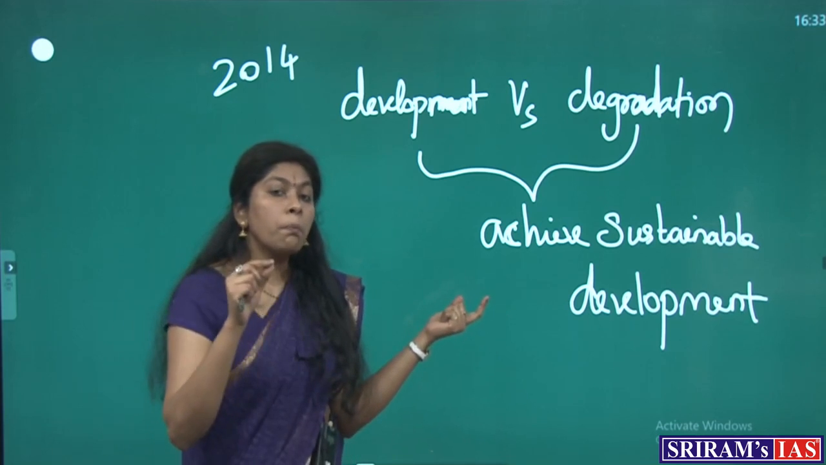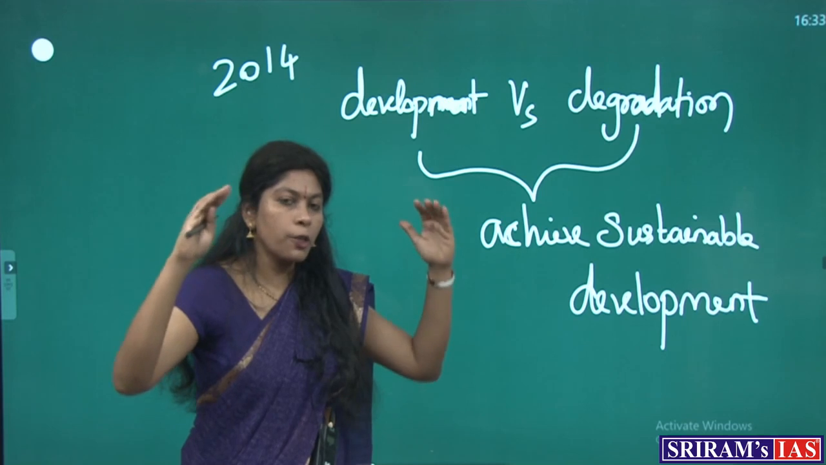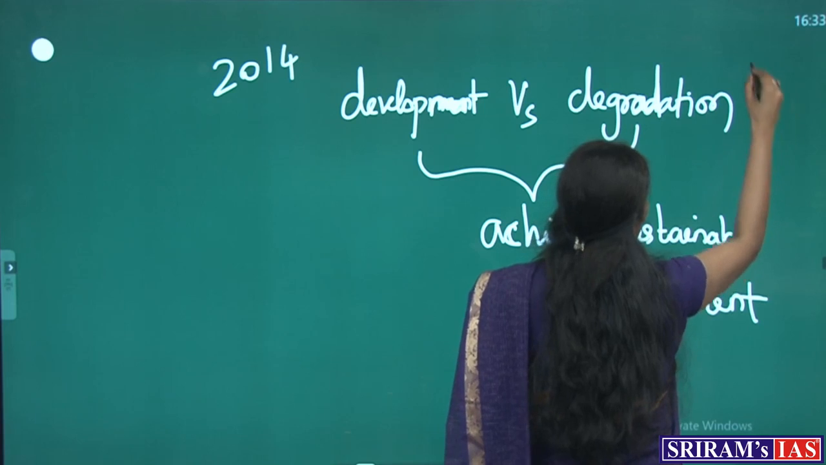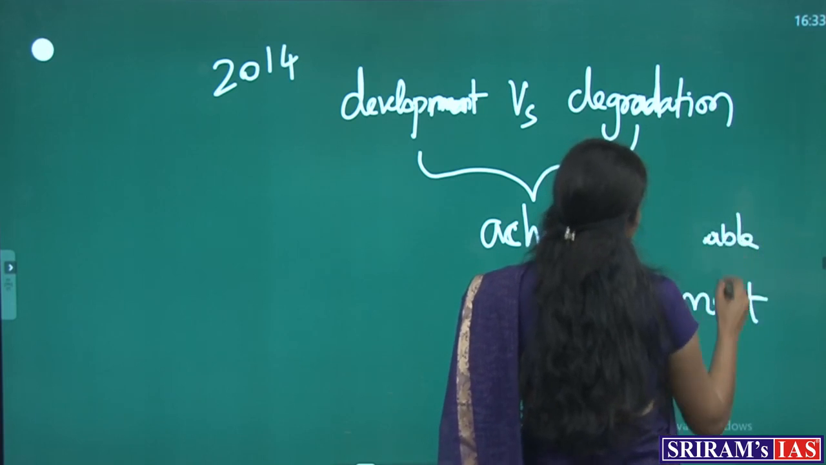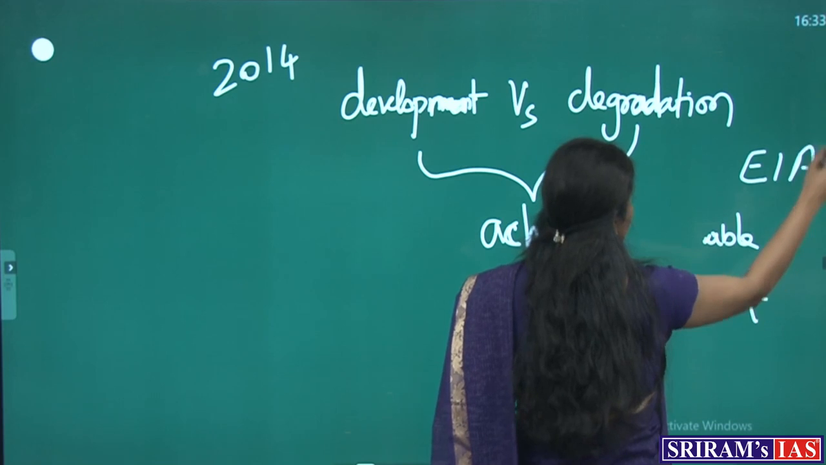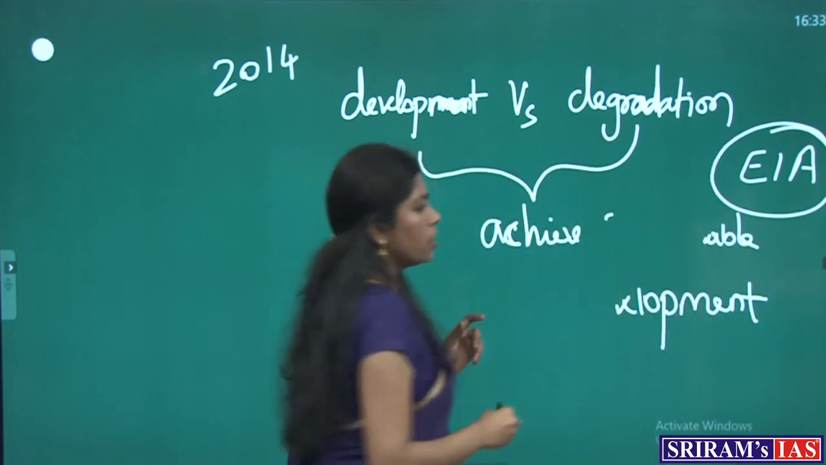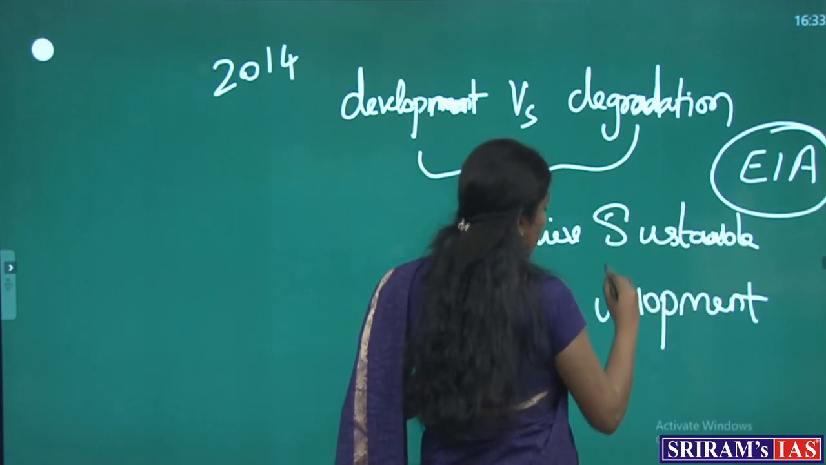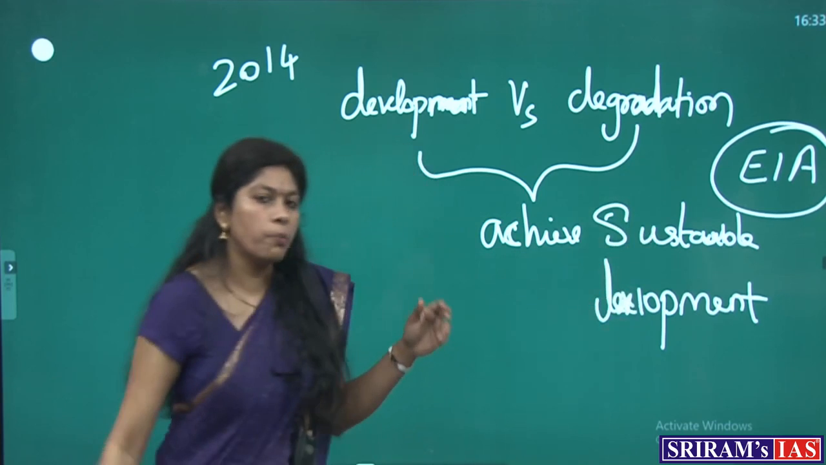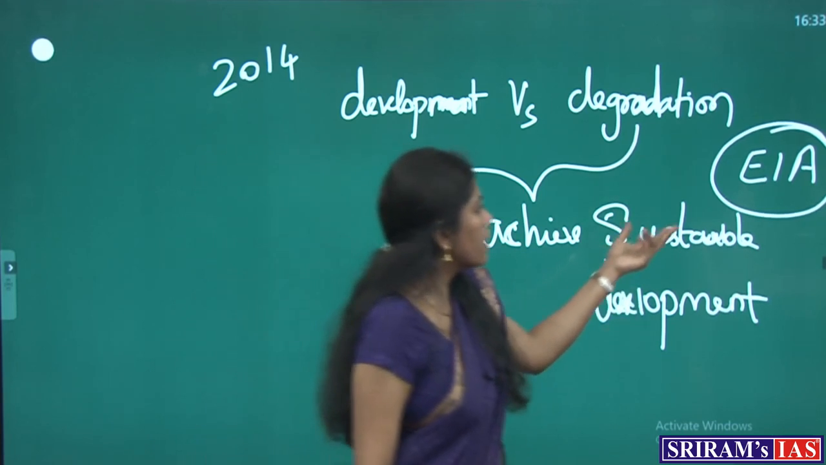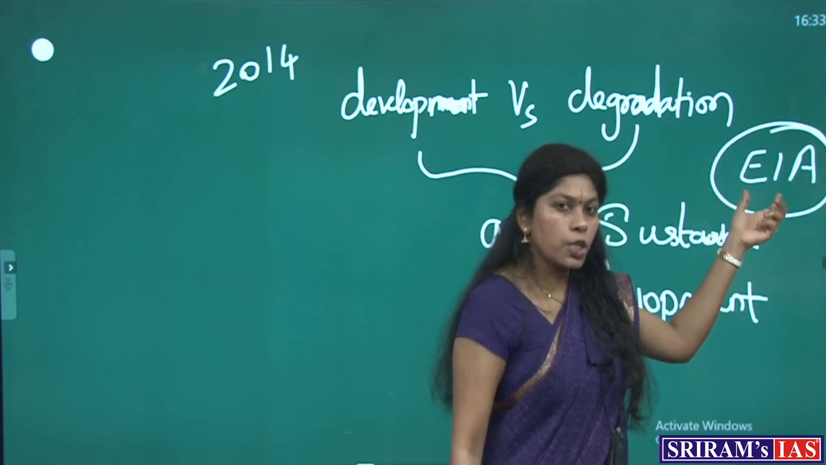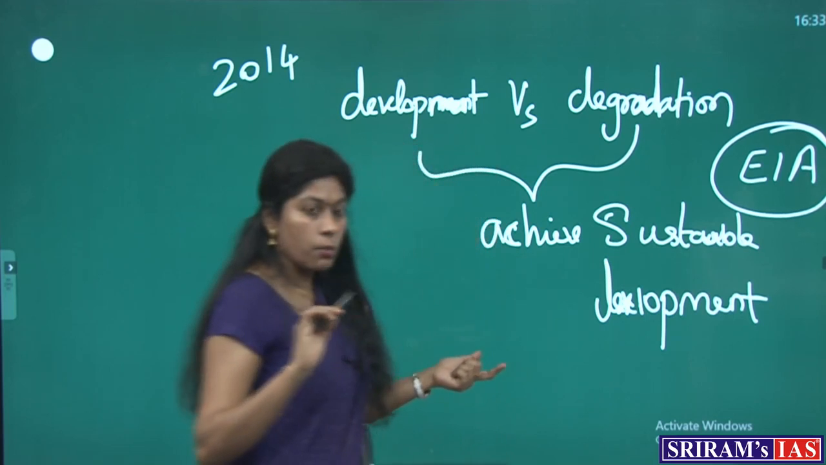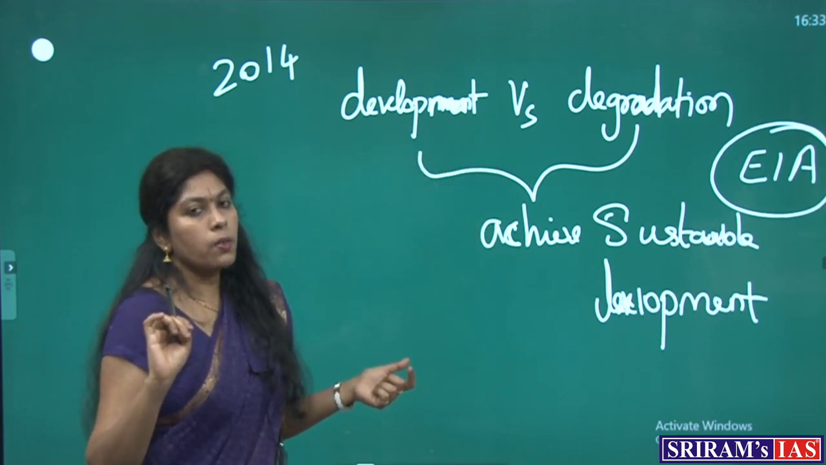The environmental impact assessment has to be done with relation to a project. When you are carrying out a project in the environment, there is a topic called environmental impact assessment. It is a separate topic in your mains environment paper. So, you should connect that here, and you have to give certain steps. How will you achieve sustainable development? By considering degradation, you have to reduce degradation, at the same time you have to bring in development, and achieve sustainable development. Stepwise you have to write this.